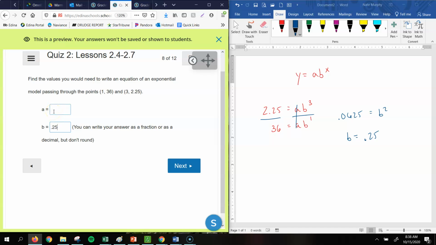Okay, so now we want to find out what a is. We know the value for b is 0.25, and we can use either coordinate. I'm going to use the 1 and 36. So I would have 36 equals a, which I'm trying to find, times 0.25 to the first power, which would just be 0.25. To find out what a is, we divide both sides by 0.25. When you do that, you get 144 as your answer. So our value for a is 144.